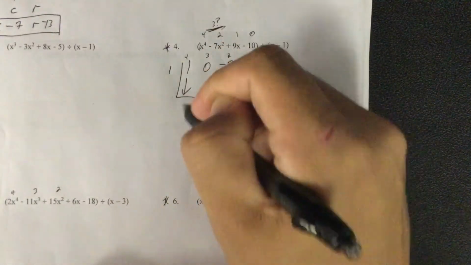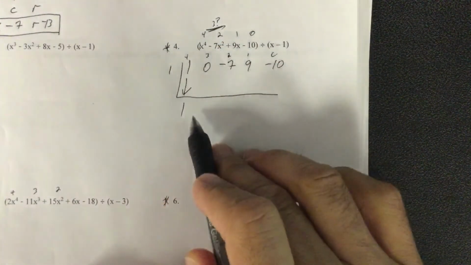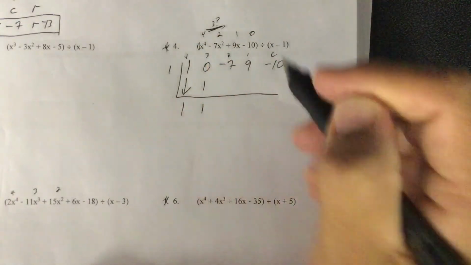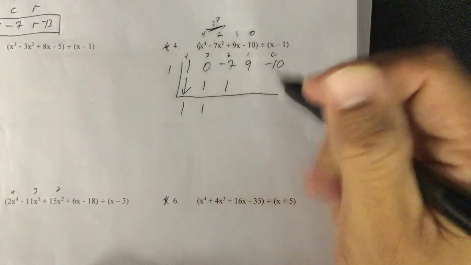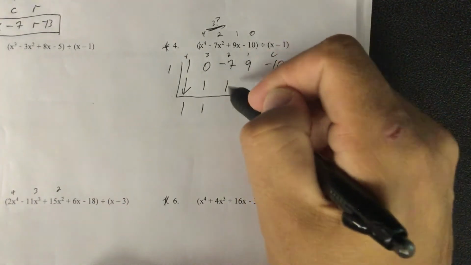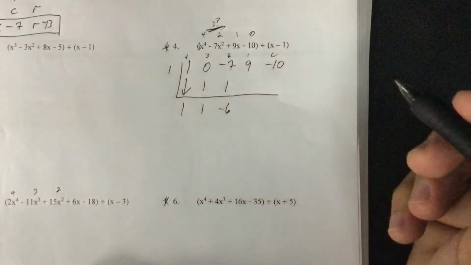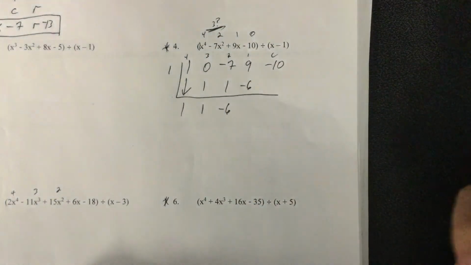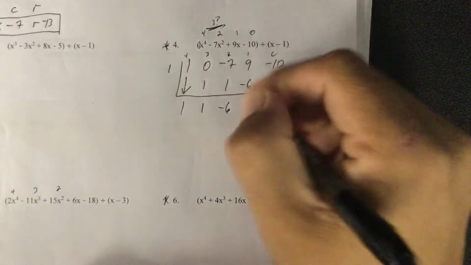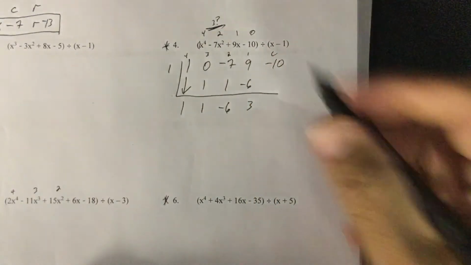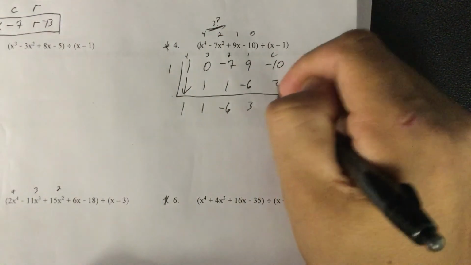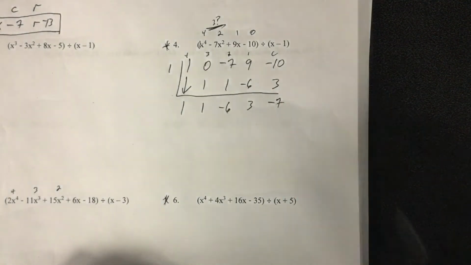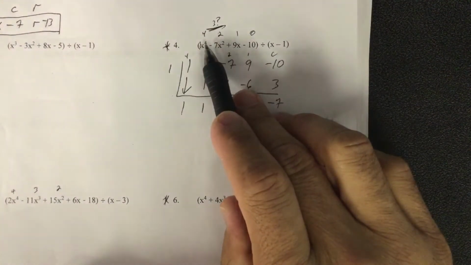Bring the 1 down. 1 times 1 is 1. 0 plus 1 is 1. 1 times 1 is 1. Negative 7 plus 1 is negative 6. 1 times negative 6 is negative 6. 9 minus 6 is 3. 1 times 3 is 3. It's negative 7. So remember, we started with x to the 4th.